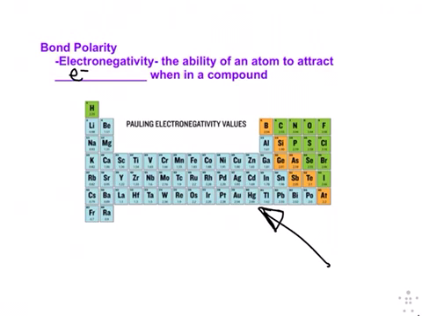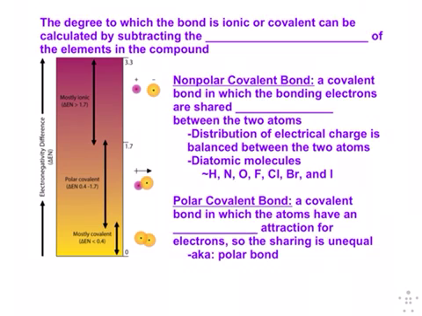This is your electronegativity chart. I will supply that for you come quizzes or tests because there's no real pattern to memorize on this chart, and so this will be provided to you. And we've talked about electronegativity before, but the degree to which the bond is either ionic or covalent can be calculated by subtracting the electronegativities of the two atoms involved.